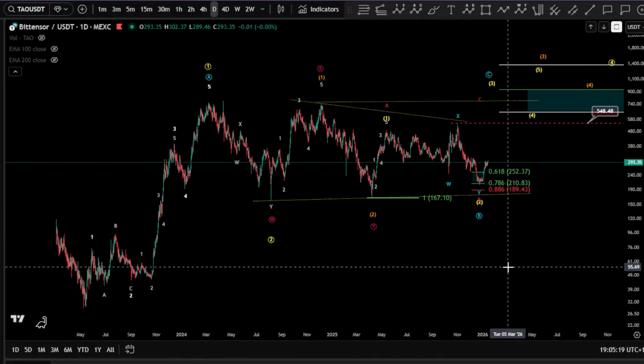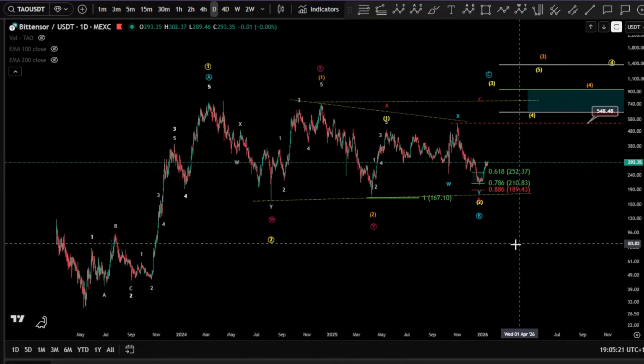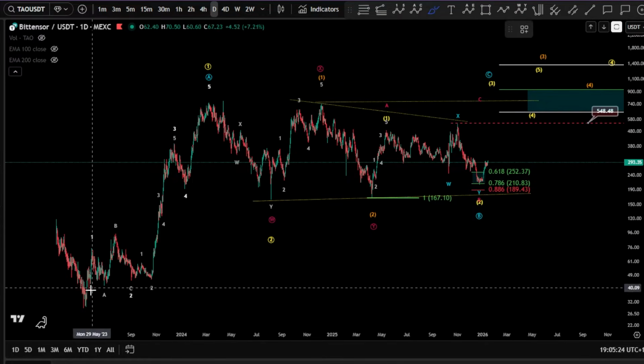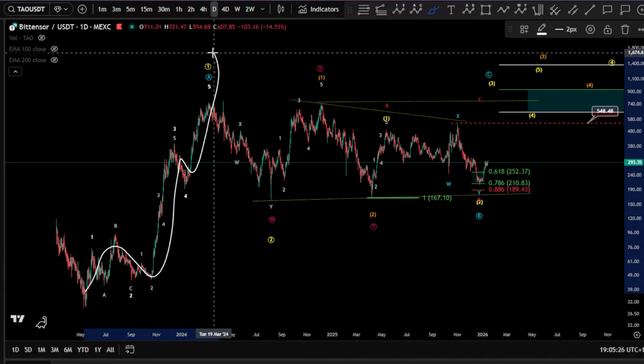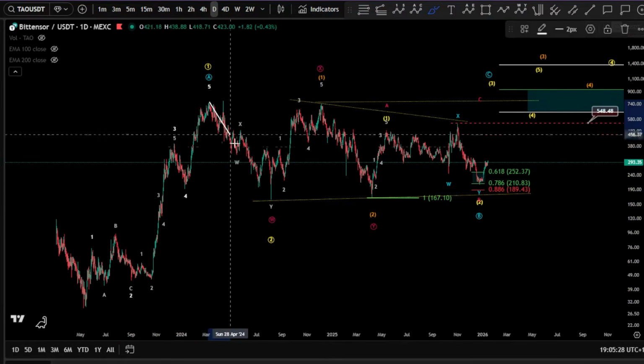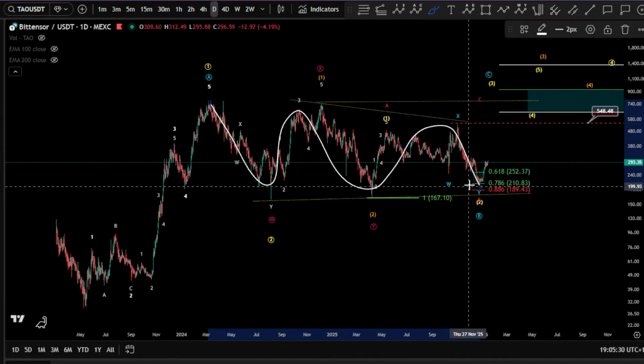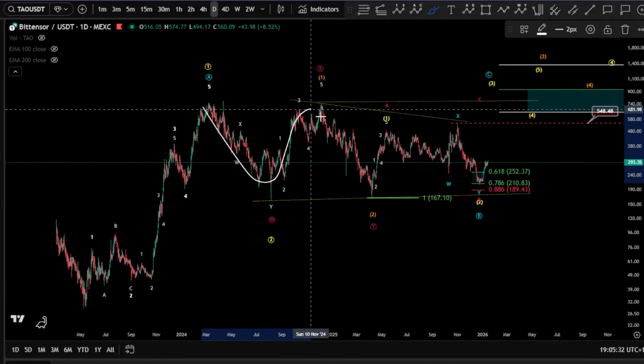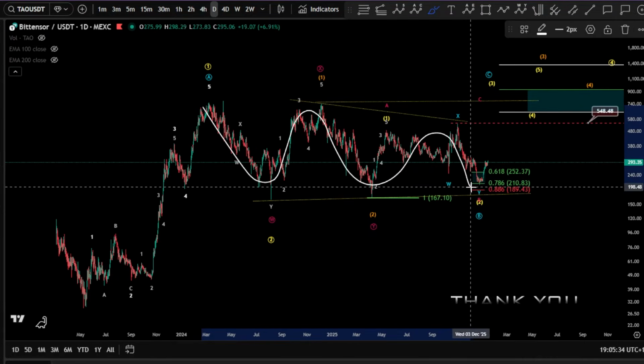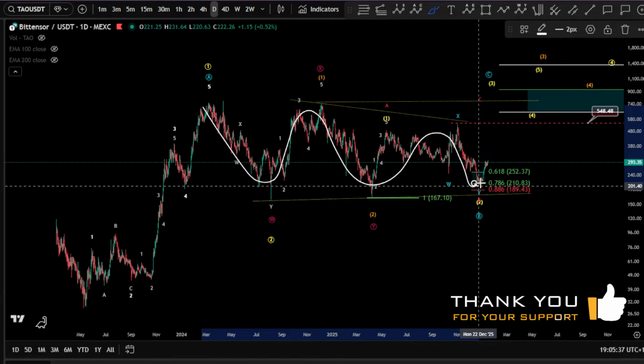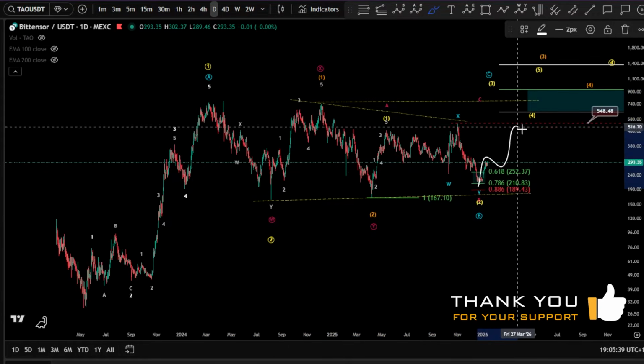We're going to start with TAO, Bittensor, on the daily here, where we are looking at our impulse towards the upside for a finished wave A or wave 1. We are followed here by a very sideways correction, which can obviously be a triangle ABCDE. We finish the triangle and we push toward the upside in a 1, 2, 3, 4, 5.